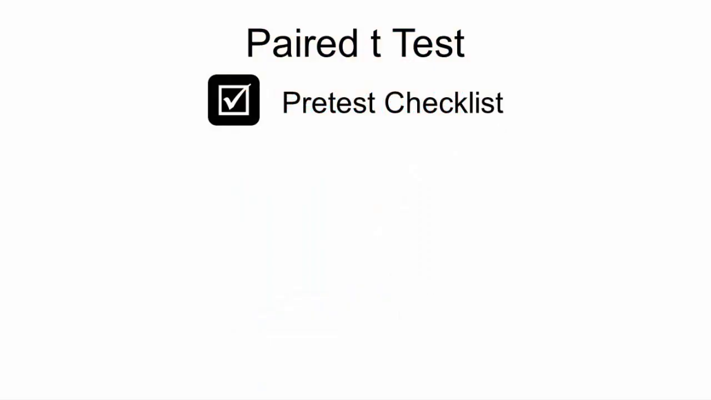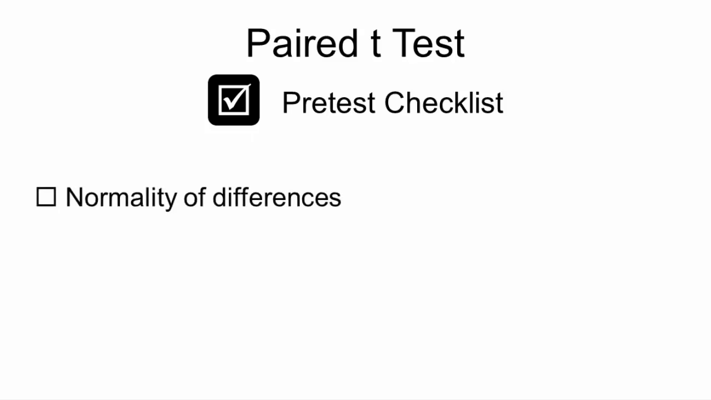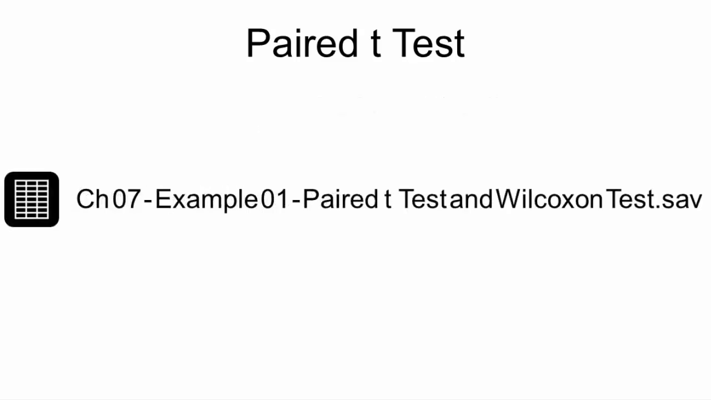The paired t-test has one pretest criteria, normality of differences, which we'll check for prior to running the paired t-test. This example uses the dataset CH07 example 01 paired t-test and Wilcoxon test.sav.